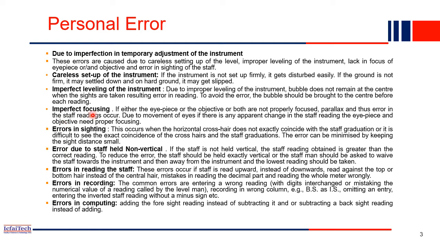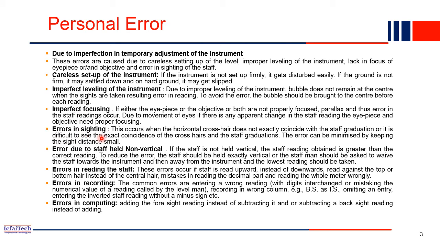Now the next one is imperfect focusing. We have to focus two lenses, right? One is the eyepiece, and the other one is the objective lens. The two lenses have to be focused perfectly. If it is not done, then again the readings won't be clear to the observer, and this will introduce errors in the reading.